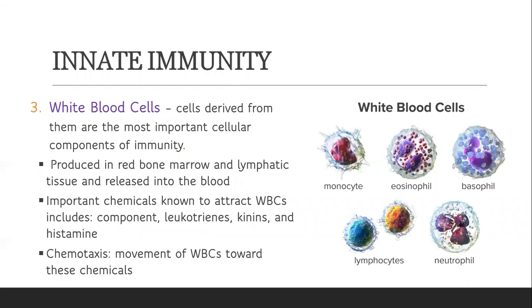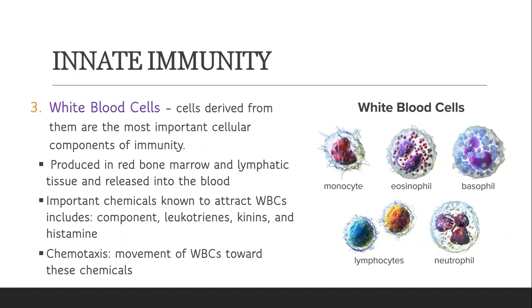Then we have our white blood cells. So our white blood cells are a part of our innate immunity. So they are cells derived from them are the most important cellular components of immunity. Diba, katulad nung nabanggit ko sa last meeting, yung ating neutrophil, so they are usually the first line of defense and usually they are elevated if there is a bacterial infection while our lymphocytes increases if there is a viral infection and are basophil and eosinophil if there are allergic reaction and possible worm infection.